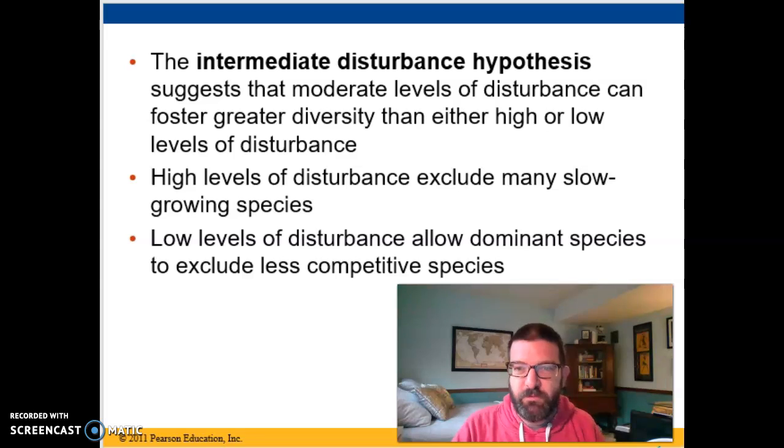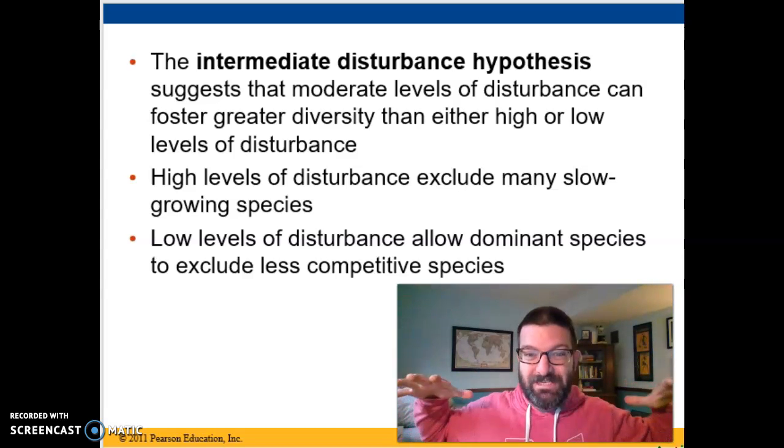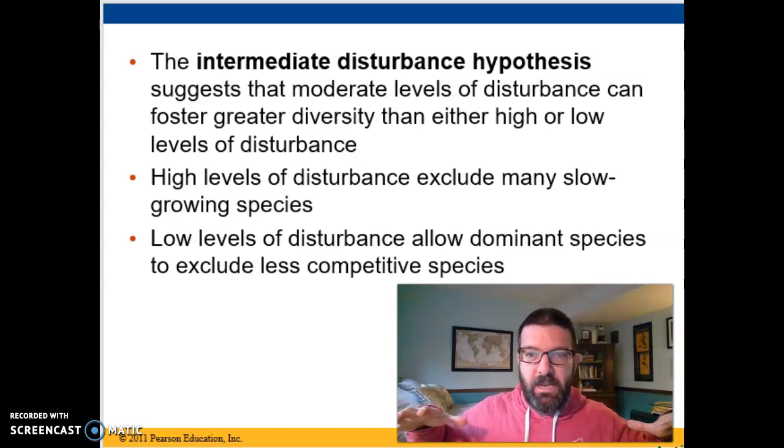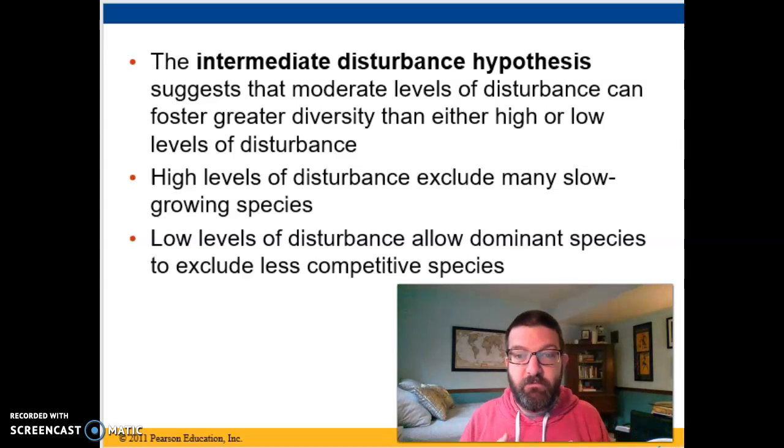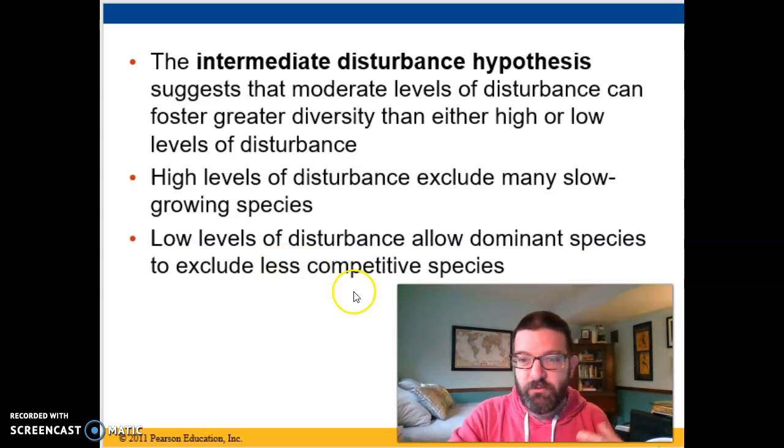But low levels of disturbance, you intuitively might think that low levels of disturbance might mean more biodiversity. But it turns out that when you have low levels of disturbance, certain species kind of take over and establish themselves. And these slow-growing species that establish themselves then kind of outcompete everything else. When you have moderate levels of disturbance, you can make room for different species that may be faster growing, for instance.